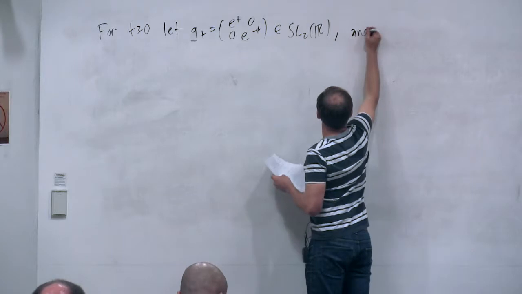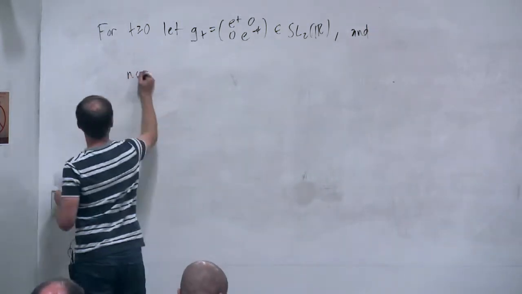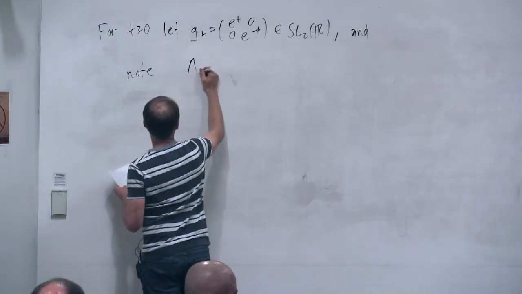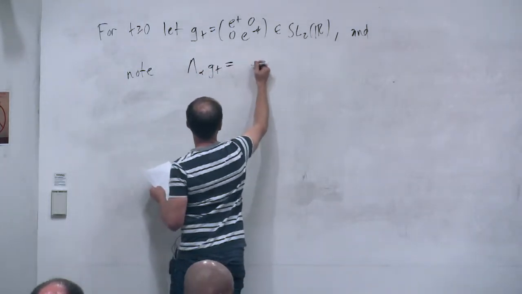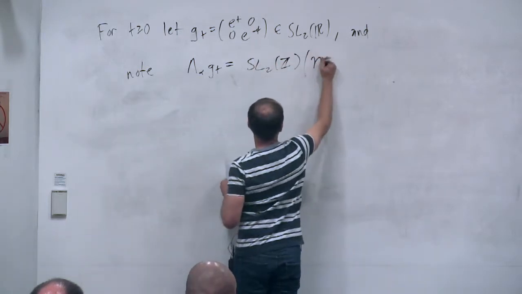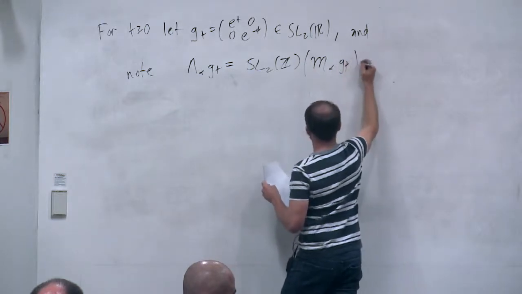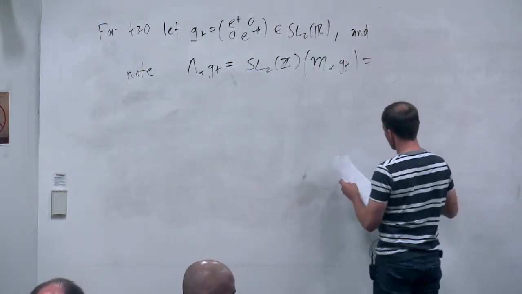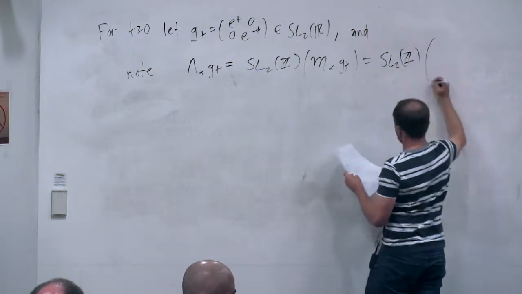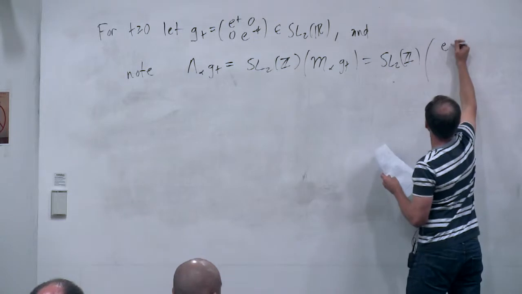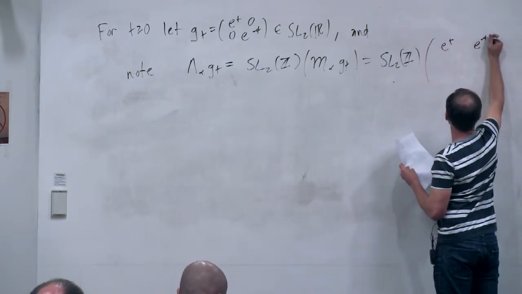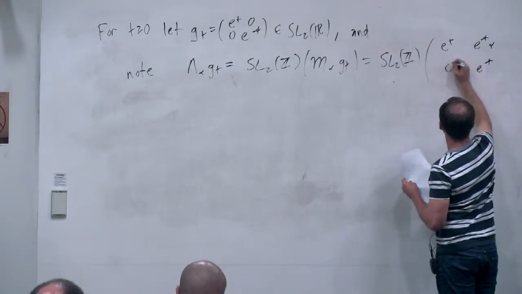And now, think about what happens when you multiply your lattice lambda alpha on the right by this matrix g_t. What do you get? Well, let me just do the multiplication. SL2Z times M alpha times g_t. Well, I get exactly the lattice SL2Z times, what will it be? e to the t, yeah, that's right. And then e to the minus t alpha, and then e to the minus t, 0. Okay?